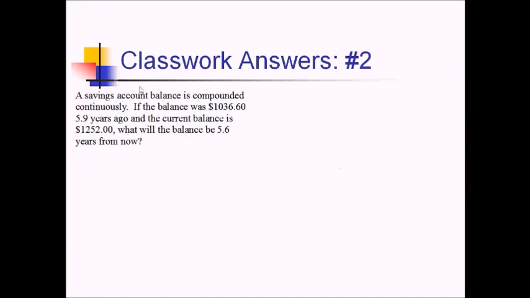For this problem, we have a savings account with a balance that's compounded continuously. So right off the bat, that's exponential growth. We've got y equals C e to the kt, or the Pert formula from years ago if you wanted to use the old one, but this is kind of the new calculus version. And we have a balance that they're giving us 5.9 years ago and a current balance of $1,252. Based off that, they want the balance 5.6 years from now.